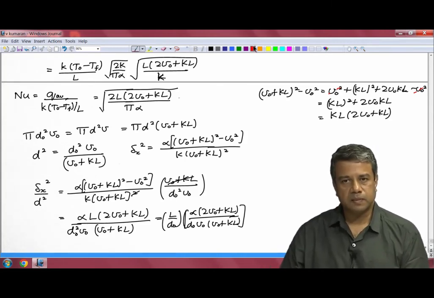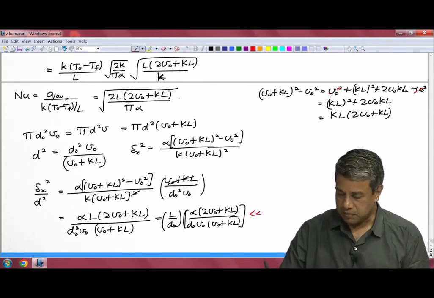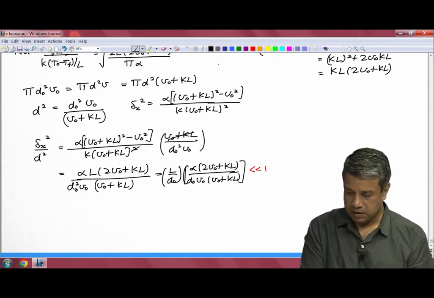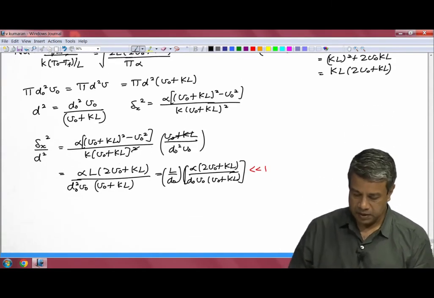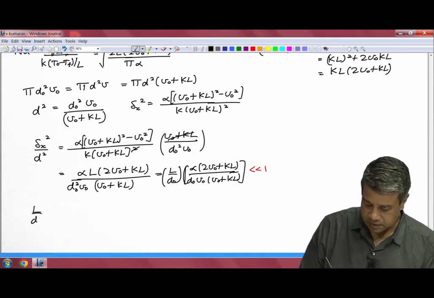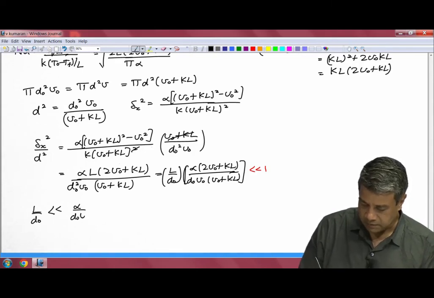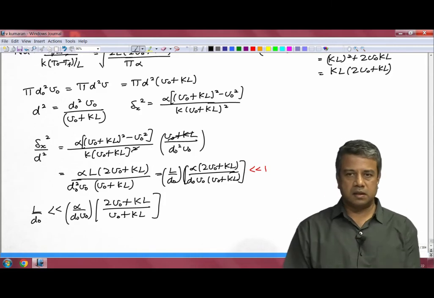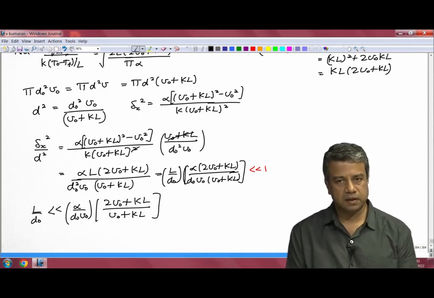And for the boundary layer approximation to be valid, this has to be much smaller than 1, which means that L by d naught has to be much smaller than alpha by d naught V naught, into 2 V naught plus K L by V naught plus K. So, that is the condition under which the boundary layer approximation is valid.